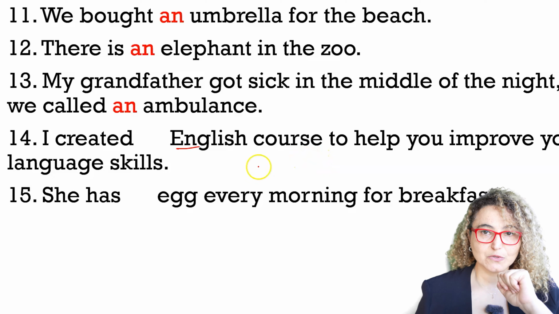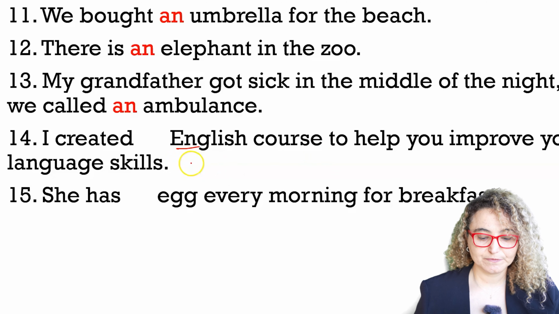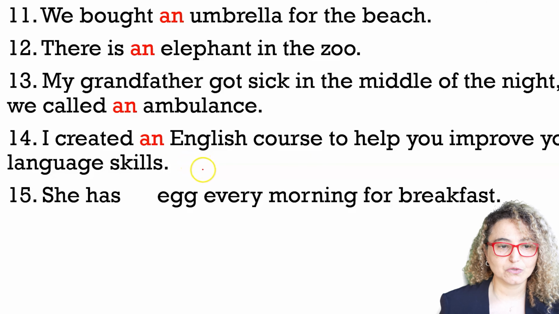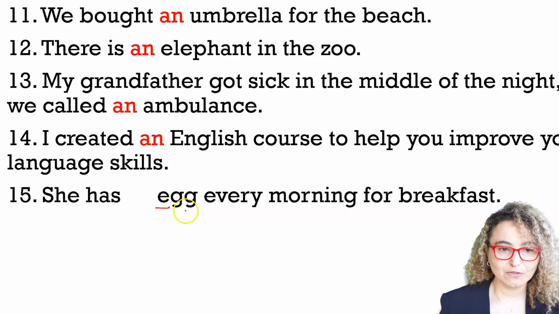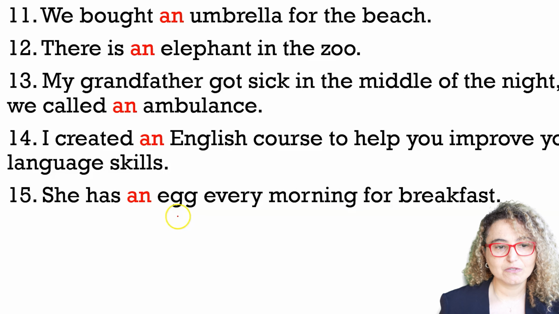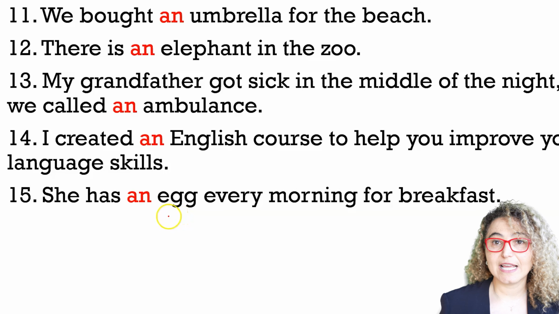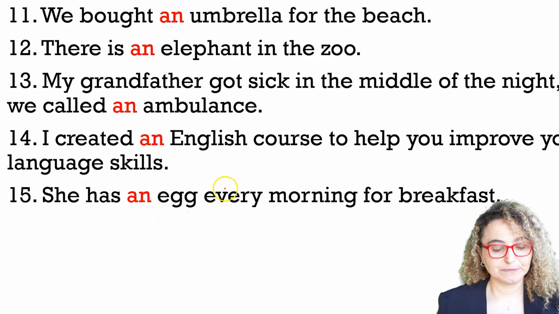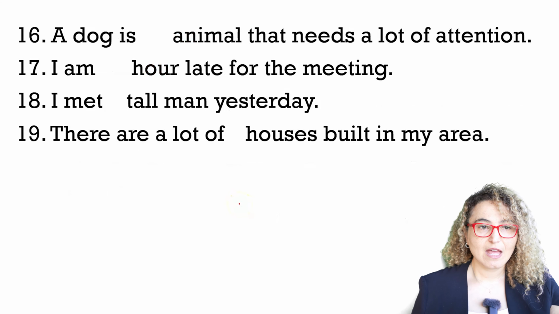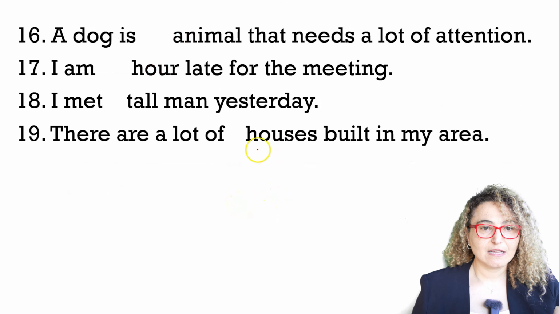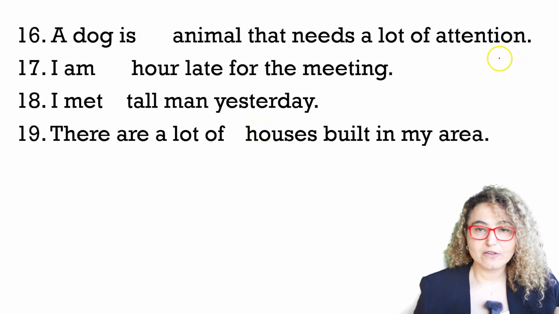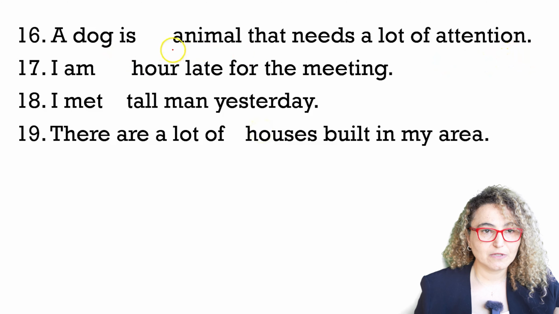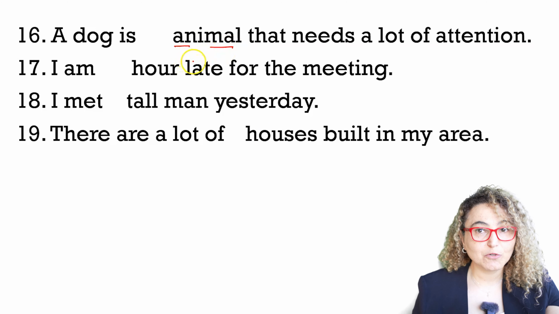I created English course to help you improve your language skills. English course is one course and starts with E. An English course. She has egg every morning for breakfast. We know E is a vowel, egg is a singular noun. So she has an egg every morning for breakfast. A dog is animal that needs a lot of attention. Animal, vowel, singular noun.